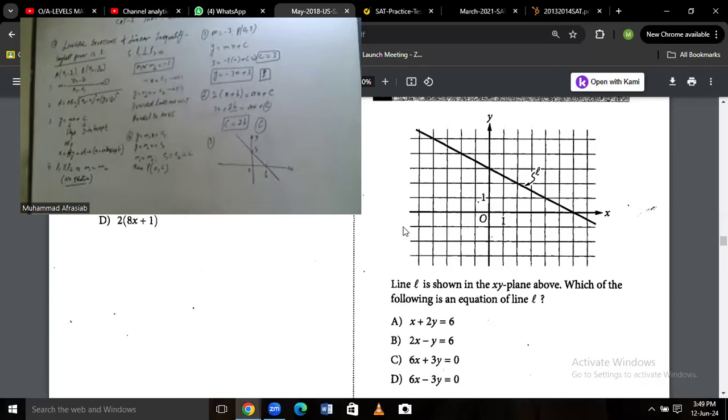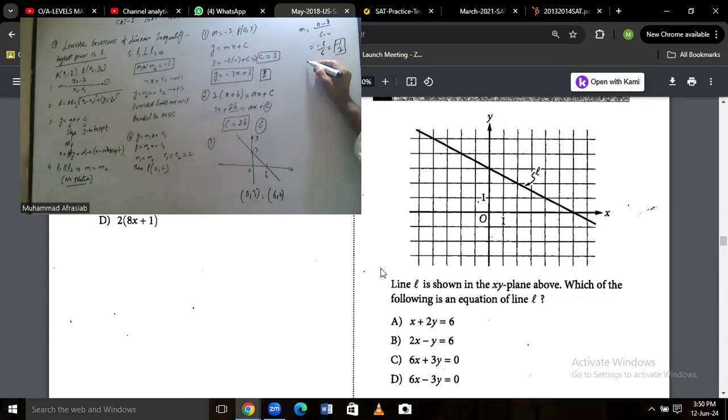There is an xy plane. Line L is shown in the xy plane above. Which of the following is an equation of this line L? If you look at the graph, it is passing through (0, 3), and the other point it is passing through is (6, 0). So you can first find the slope of this line. M is equal to 0 minus 3 over 6 minus 0. So that is equal to minus 3 over 6, that is equal to minus half.